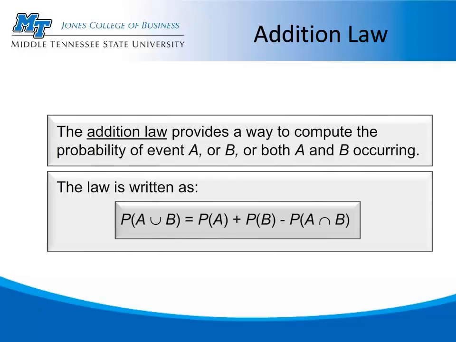The correct calculation for that example, using this rule: the probability of a queen would be 4 out of 52, plus the probability of a heart would be 13 out of 52. But the queen of hearts is counted in both places. So you have to subtract the probability of getting the queen of hearts, which is 1 out of 52. And the answer is 16 out of 52.